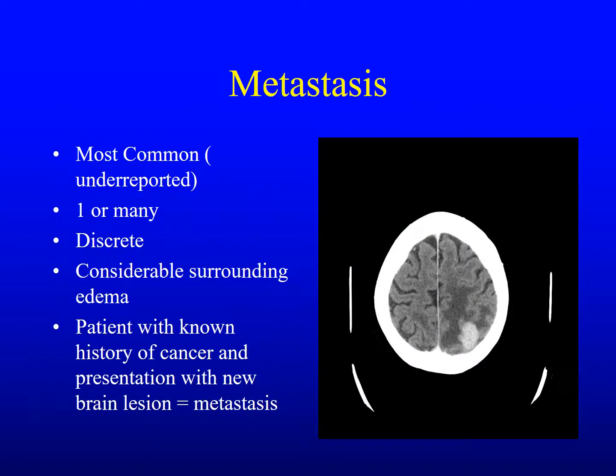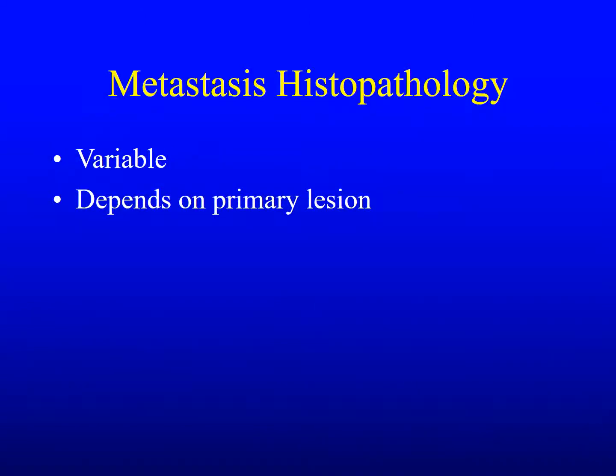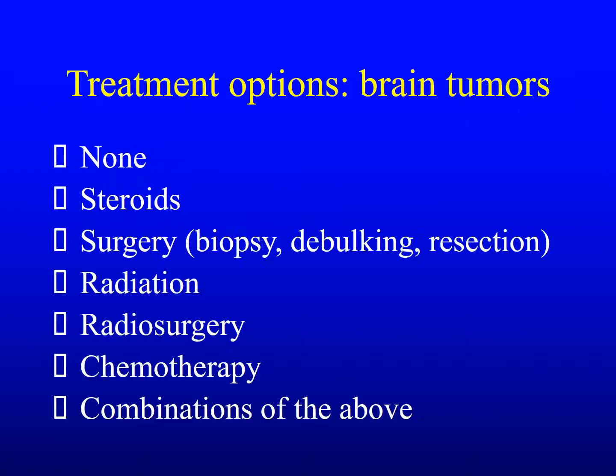The most common tumors are metastatic tumors, and there may be one or many. They're usually discrete lesions, as we see here, with surrounding edema. And the patients usually have a history of prior malignancy to give us a clue. The histology is very variable, and it of course depends on where the primary lesion is, because a primary lesion from a breast cancer will obviously be different from a lung cancer, and the histopathology resembles the primary lesion.